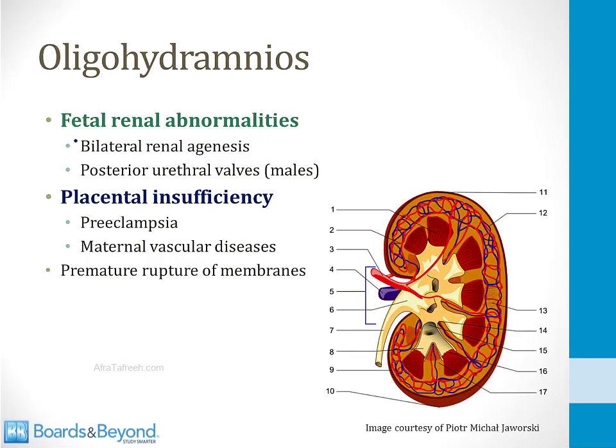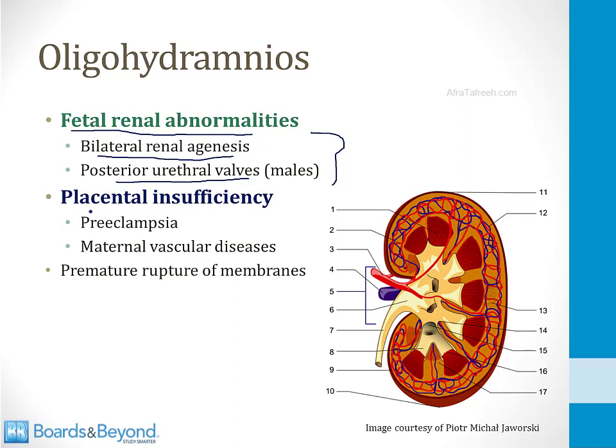Let's talk about oligohydramnios first. This can happen when there are fetal renal abnormalities. For example, if the kidneys fail to form in the baby, this is called bilateral renal agenesis. This can lead to oligohydramnios. Obviously, the baby won't produce sufficient urine. In addition, male babies are sometimes born with tissue that obstructs the urine flow in their urethra. This is called a posterior urethral valve, and this can potentially lead to oligohydramnios. And I talk about both of these things in more detail in the renal video on renal embryology.